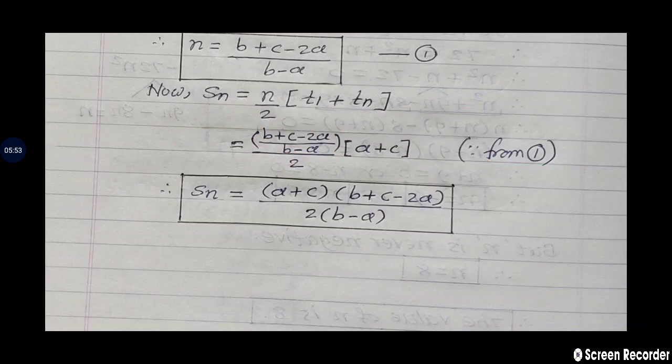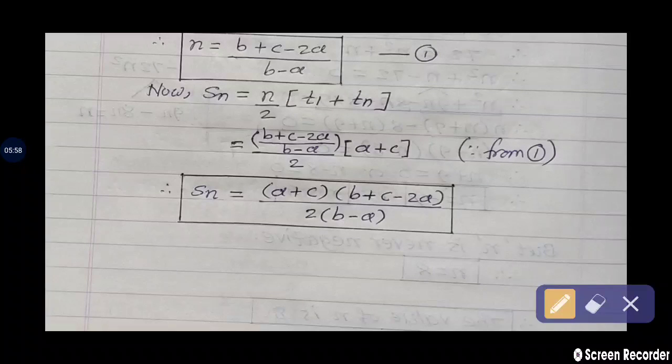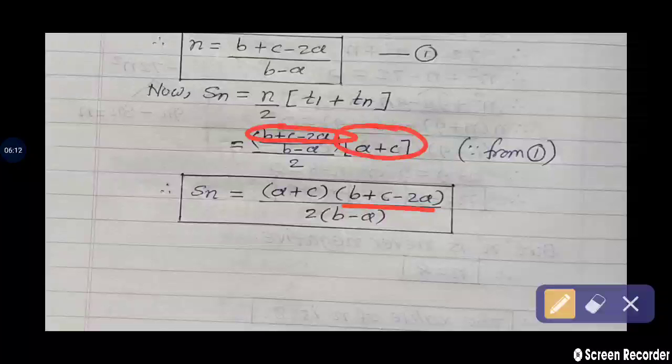And do the proper multiplication. So, by using the rules of mathematics, how are we multiplying here? Two numerators are there. Which one, now see here? B plus C minus 2A multiplied by A plus C, divided by, now B minus A at the denominator, 2 is also at the denominator.